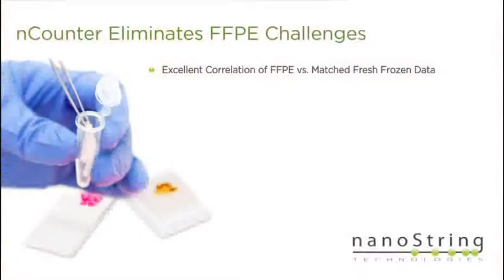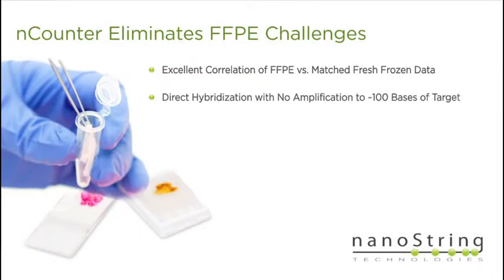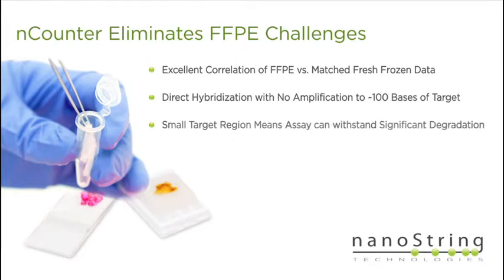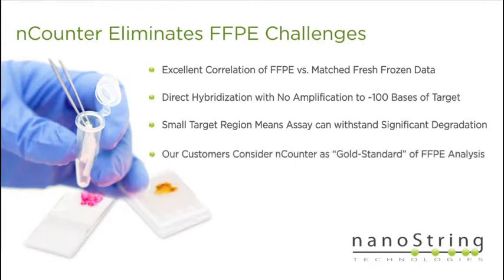The nCounter assay does well on FFPE samples for two main reasons that involve both the method of the assay and the length of the probes. The assay involves direct hybridization with no amplification to approximately 100 bases of target. This direct hybridization isn't impacted by modification to the nucleic acids, and the small target region means the assay can withstand significant amounts of degradation without a decrease in data quality. Our customers have analyzed thousands of FFPE specimens with nCounter, and many now consider it to be the gold standard method of analysis for these samples.